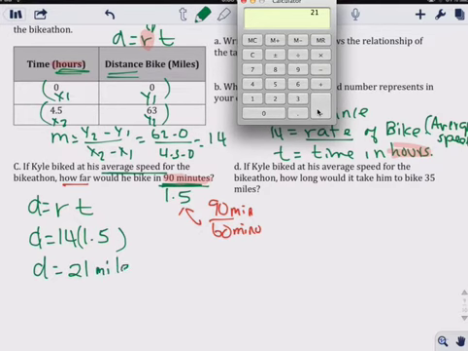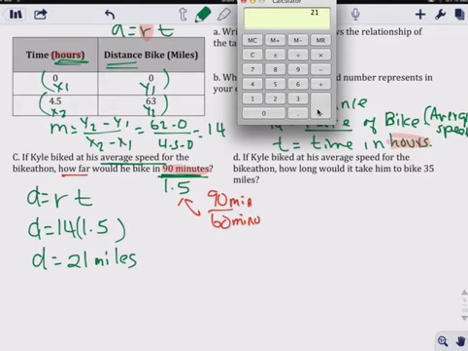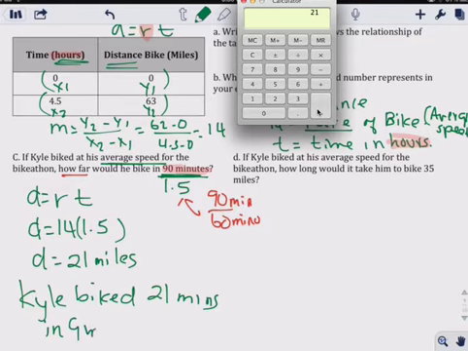Miles. So here you would write: Kyle biked 21 miles in 90 minutes.